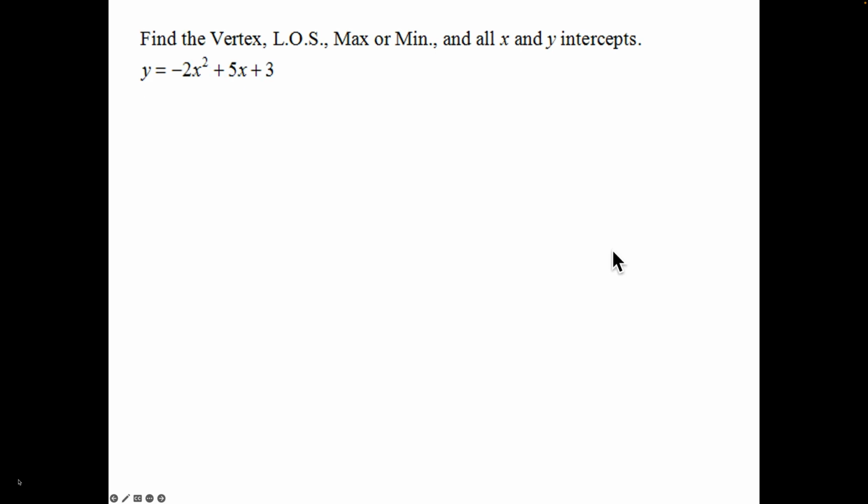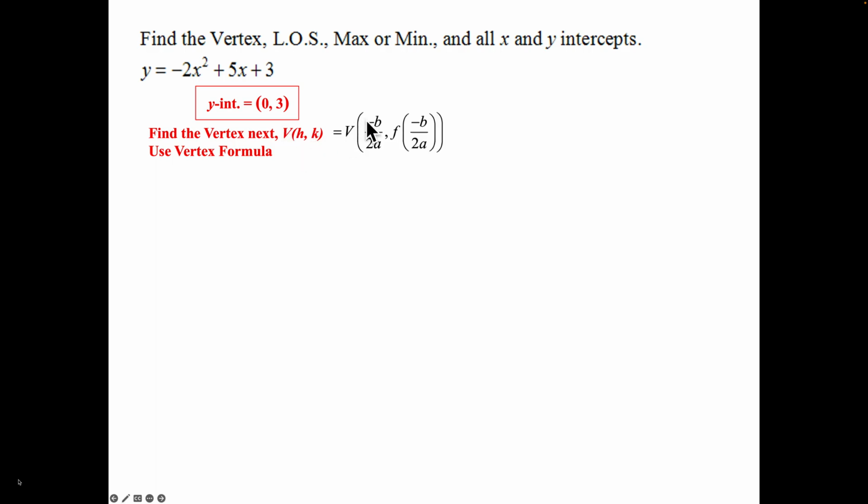All right, next example, again, finding the same information. Y equals, in this case, negative 2x squared plus 5x plus 3. So again, y-intercept is the quickest and easiest to find first, 0, 3. Vertex is going to be by the vertex formula. So we're going to go negative 5 over 2 times negative 2. So negative and a negative will be a positive, so I'm going to have 5/4. And then we're going to put 5/4 in here.